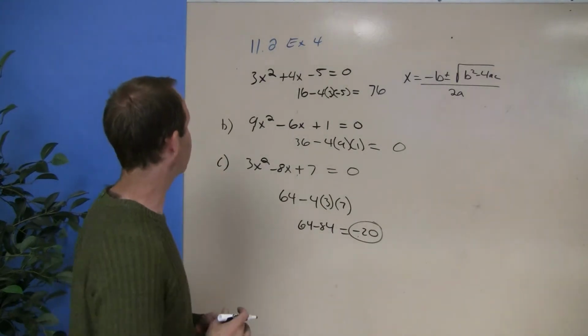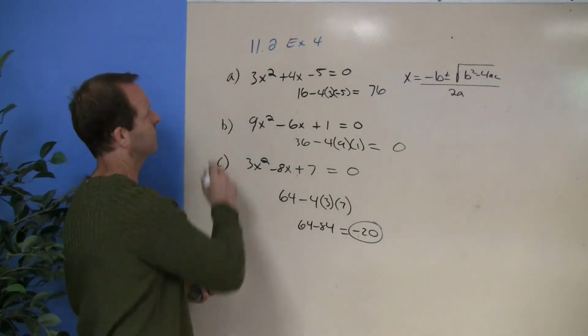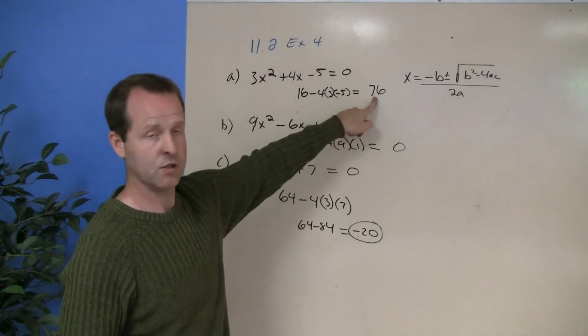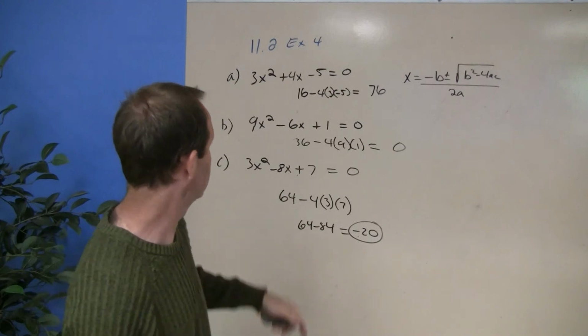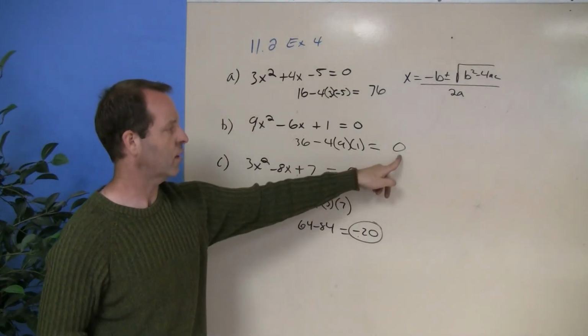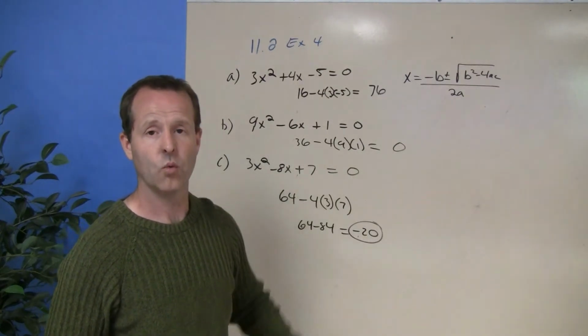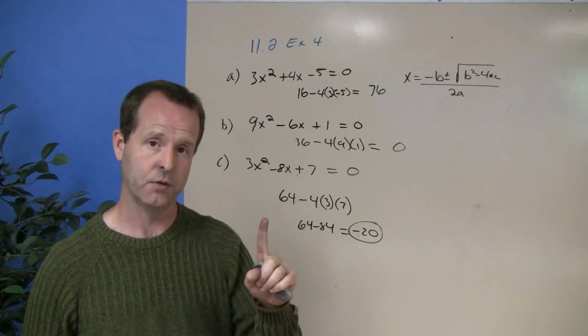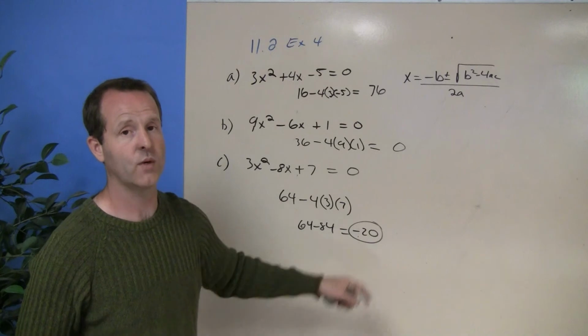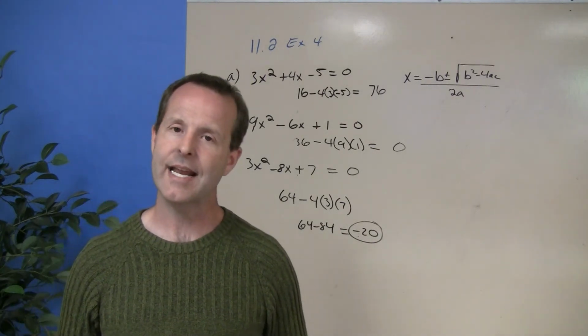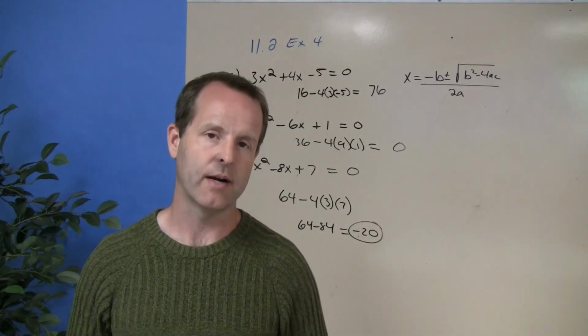So the options I have: in my first example, I had a positive discriminant, and that's going to produce 2 real solutions. In my second example, my discriminant evaluated at 0, which means I'll have 1 real solution. And in my third example, the discriminant was a negative number. And when it's a negative number, I'm going to have imaginary solutions.